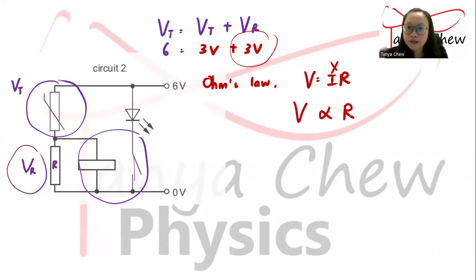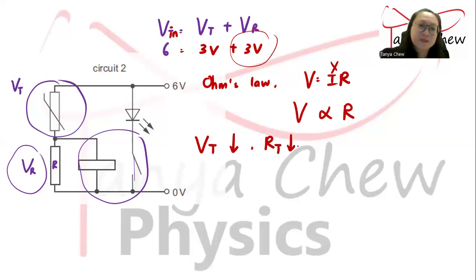Now, for the thermistor, I just put this as Vin to not confuse you. Vin represents the total voltage. VT represents the PD across the thermistor. So I want the PD across the thermistor to decrease. That is why the resistance of the thermistor must decrease.